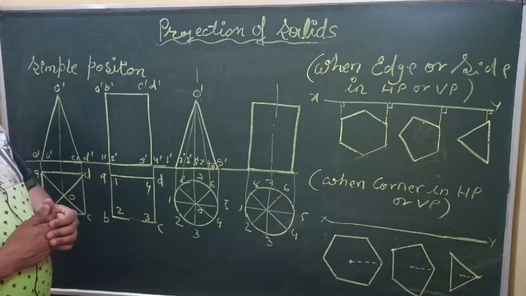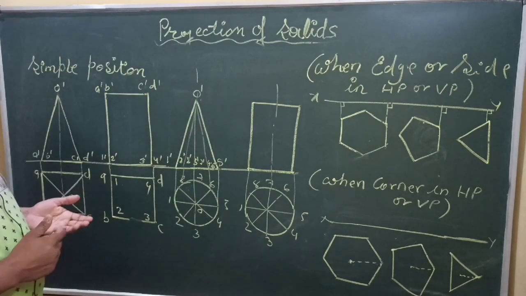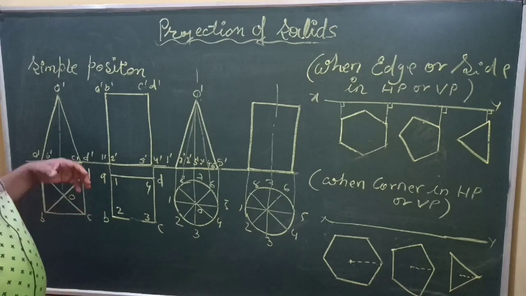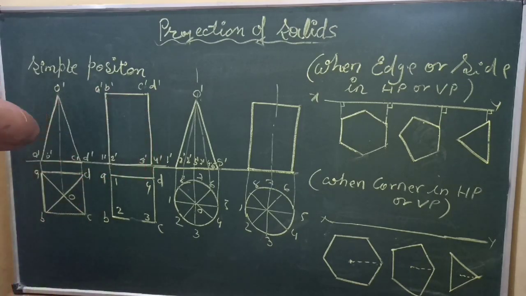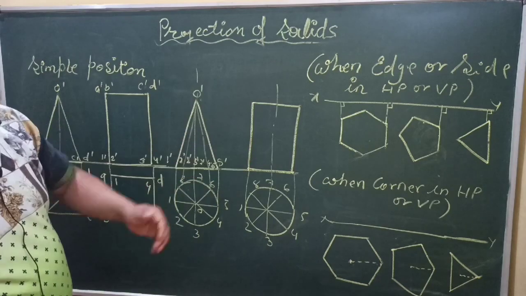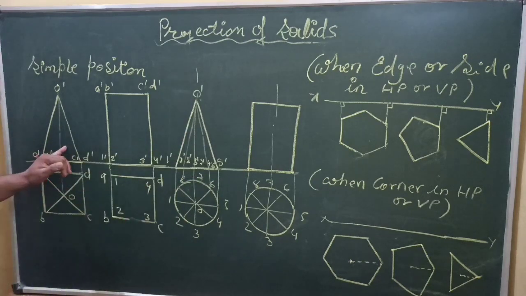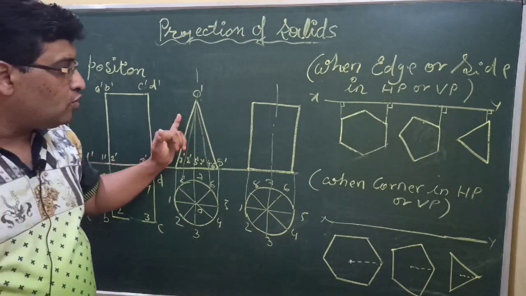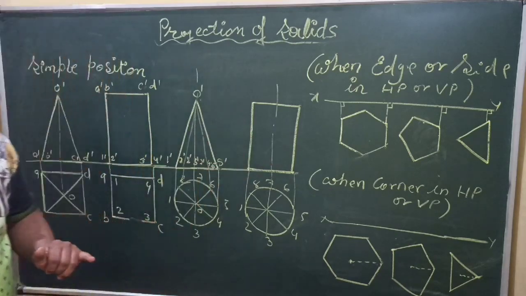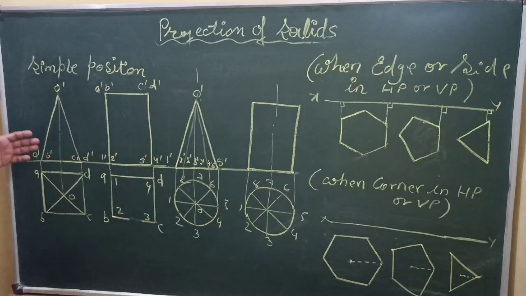Because most of the problems are having base in the HP, means the solid is resting on HP. So I have drawn four figures here. One for pyramid, this is prism, cone, and one is for cylinder. So you can see here, these will be the front view and top view of the solids in simple position when they are placed on HP, so that axis is perpendicular to HP and parallel to VP.